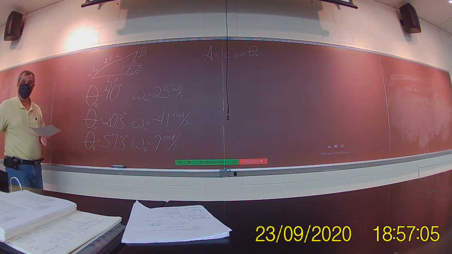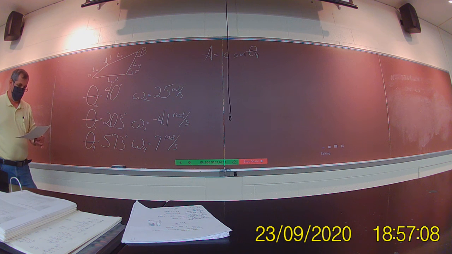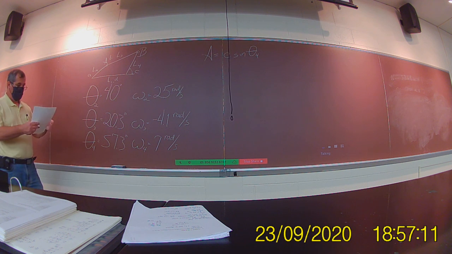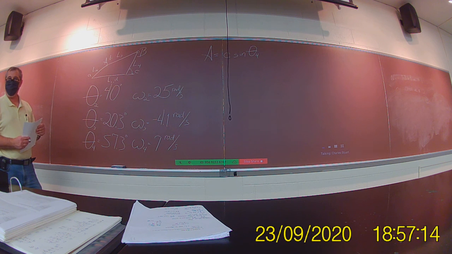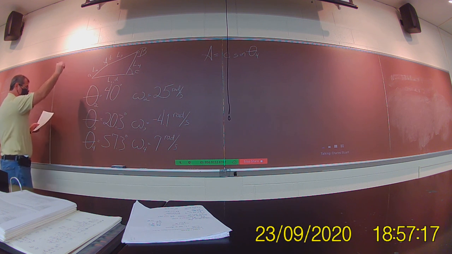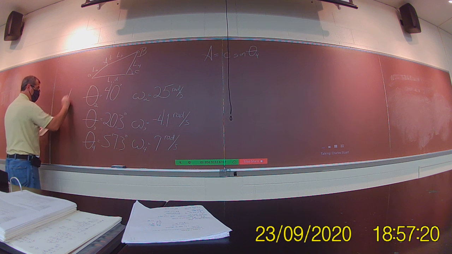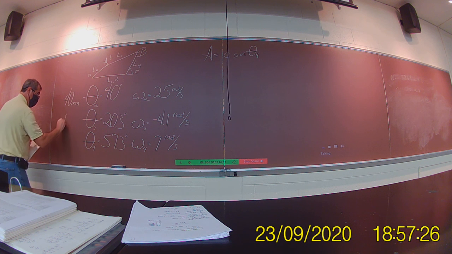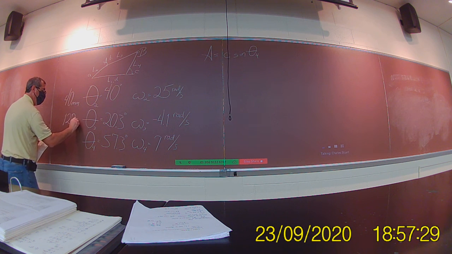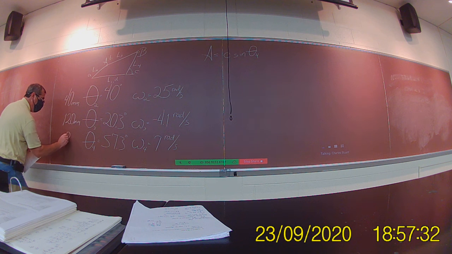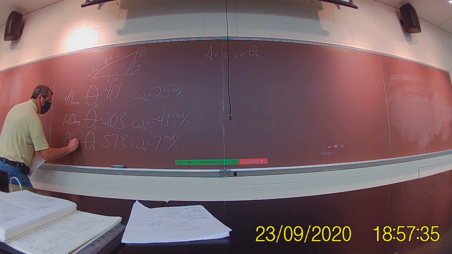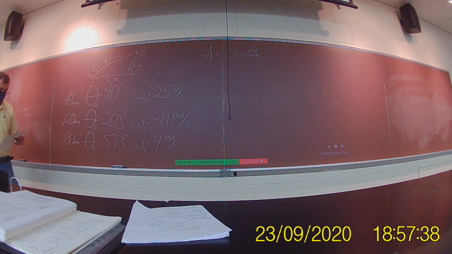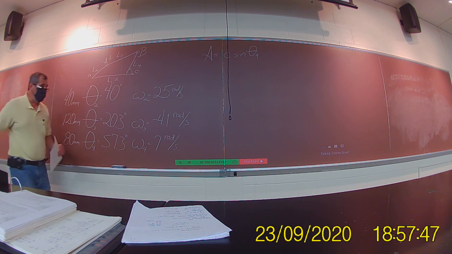57.3. Oh, so what's the length for C? I'm sorry, I guess I didn't write that down. Oh, I said it. I didn't write it down. Yeah, my bad, guys. So, this is 40 millimeters, 120 millimeters, and 80 millimeters. So C is 80 millimeters. So 67.3, yes.